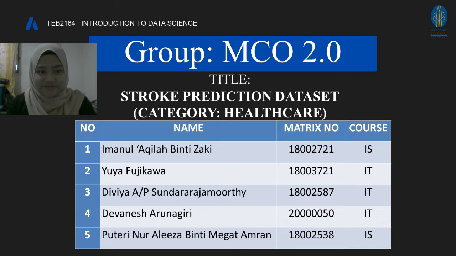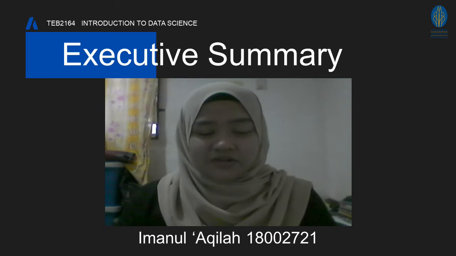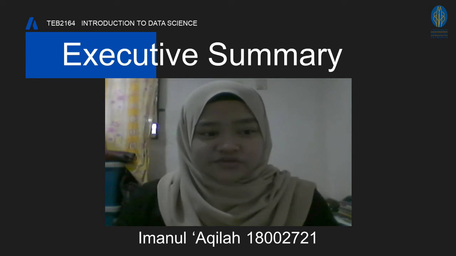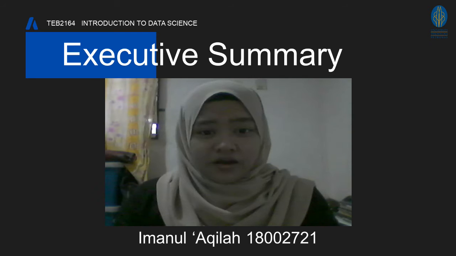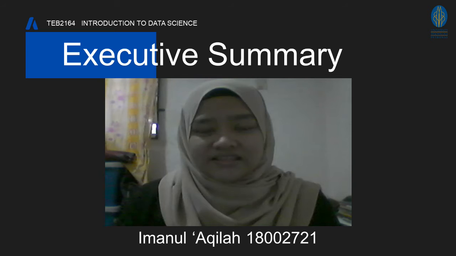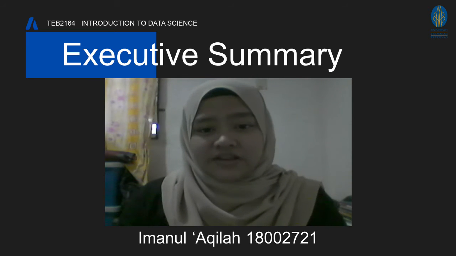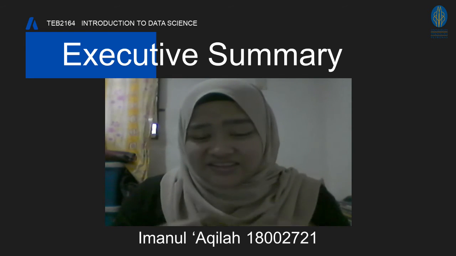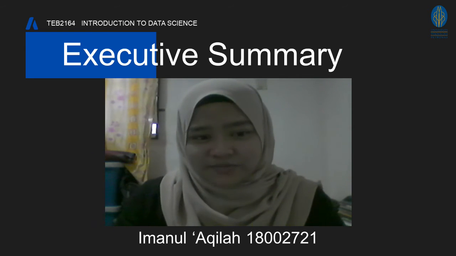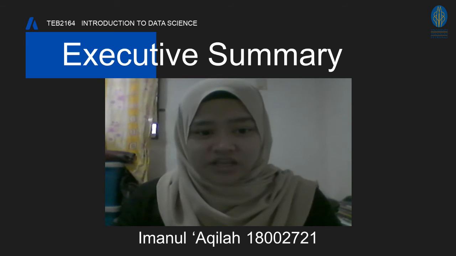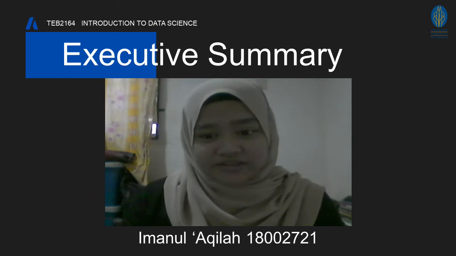Let's start. First of all, my name is Aqilah Binti Zaki and I'm going to summarize our project title, that is stroke prediction dataset. According to the World Health Organization, stroke is the world's second leading cause of death, accounting for about 11% of the total deaths in health categories. This dataset is used to determine whether a patient will probably get a stroke corresponding to specific criteria such as gender, age, different illness, and also smoking status.